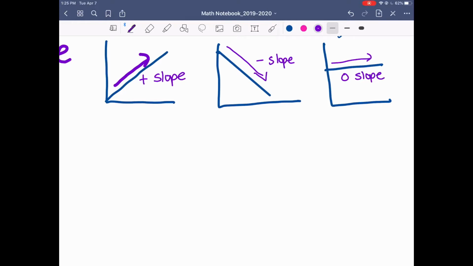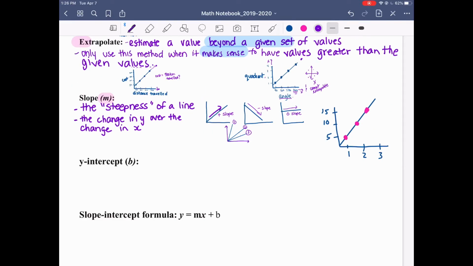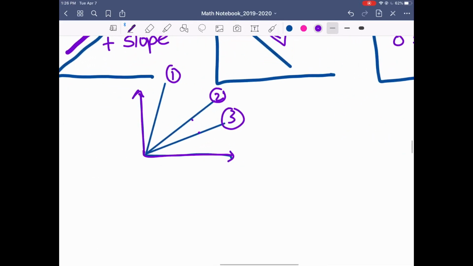There are different levels of steepness, right? You can have a line that is like this versus a line that is like this versus a line that is like this. So in a graph, if this was our graph right here, and these were 3 different lines, line 1, line 2, and line 3, these 3 lines have different slopes because they have different steepness. So the slope is something that we're actually going to be able to calculate. The steeper the line, the bigger the slope. And we're actually going to learn how to calculate slope.